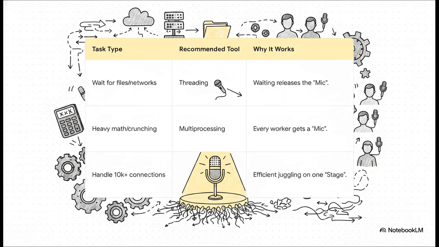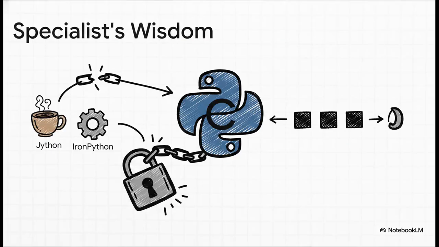And just as a bonus, if you're dealing with something like 10,000 network connections at once, there's another amazing tool called Asyncio. Think of that as one superhumanly fast juggler on a single stage, managing thousands of tasks so efficiently it feels like magic. Now, just a few quick expert-level notes.